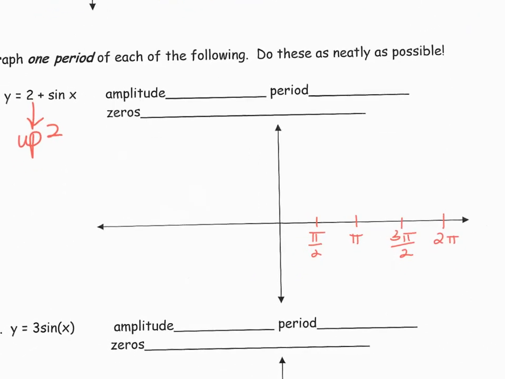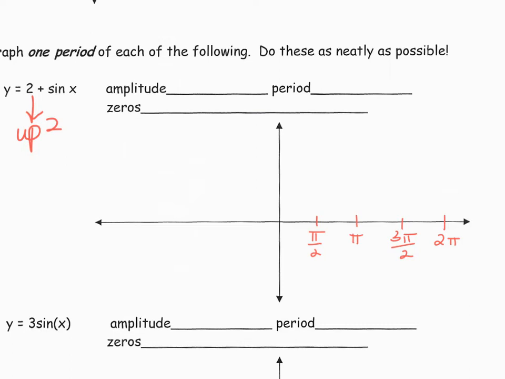Okay, so now I've got my x-axis labeled. Now let's think about the amplitude. Amplitude's still 1 because I haven't changed that. All I have to do is move it up 2. So let's go ahead and do the basic points of sine. Here are the basic points of sine from what we just talked about earlier. And it looks like this.